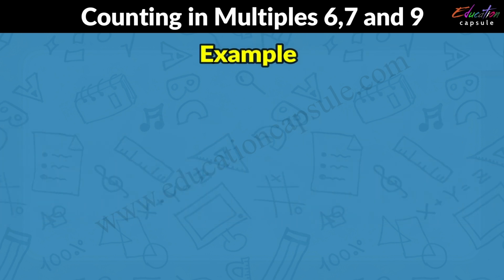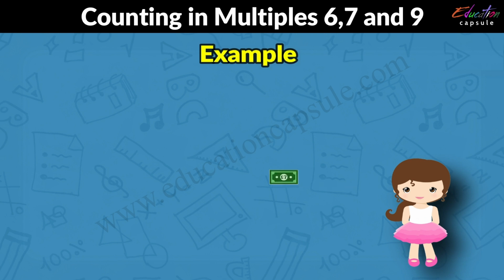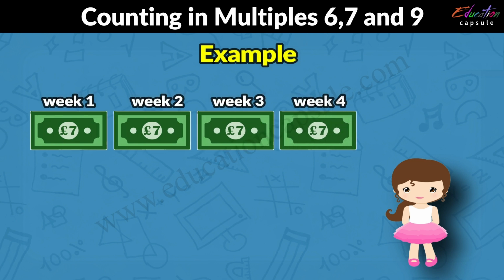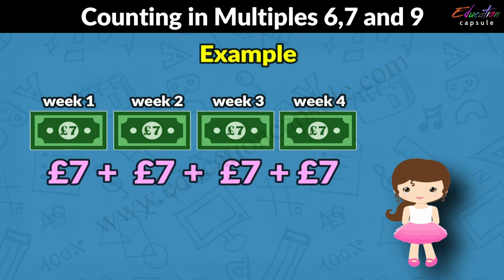Let us take an example. Mason saves £7 every week from her pocket money. How much money did she save in 4 weeks? So to find out the answer, we add £7 4 times. So the answer that we'll get here is £28.